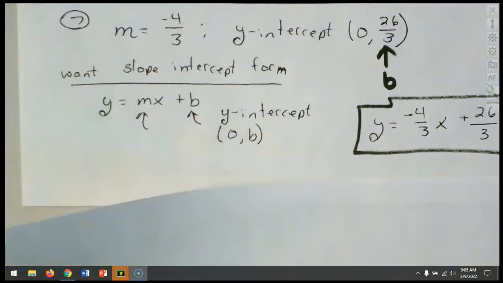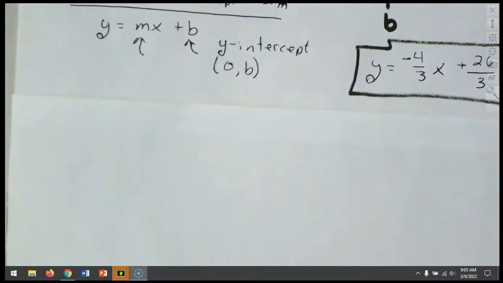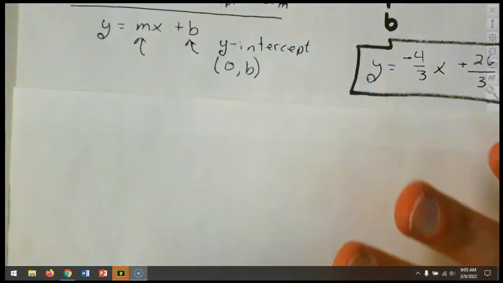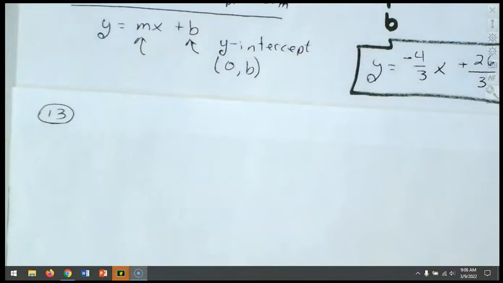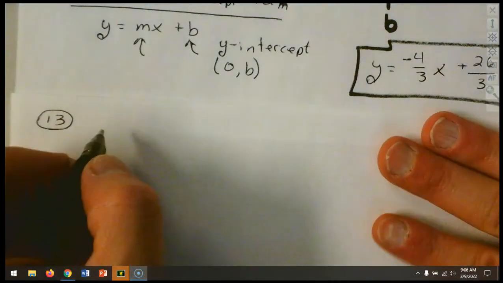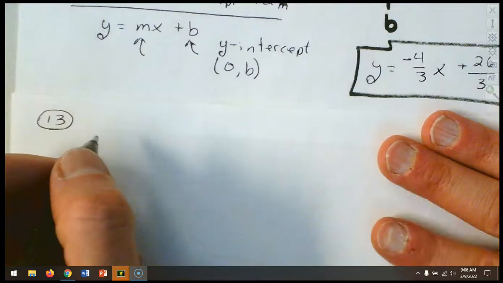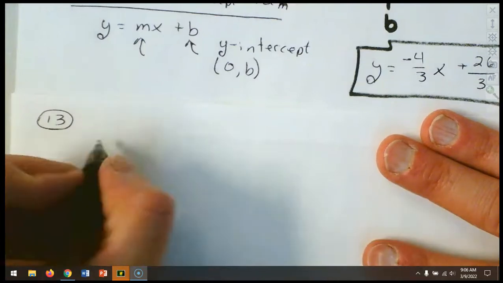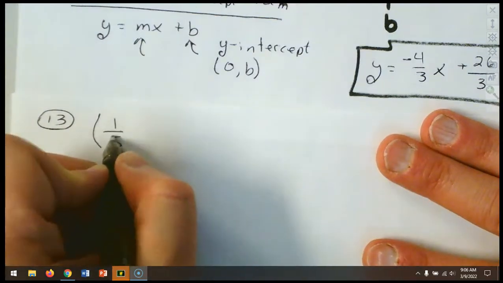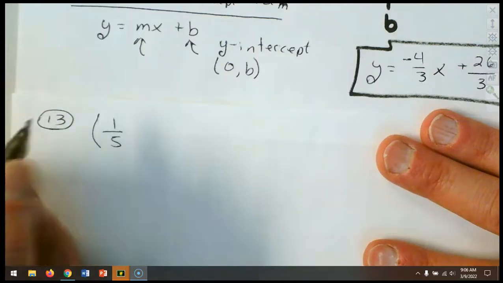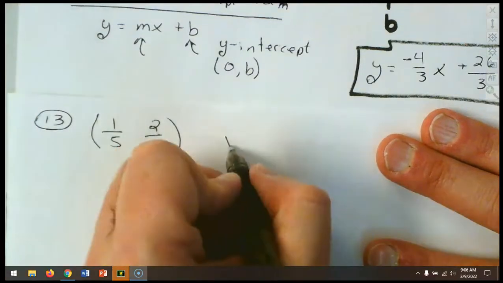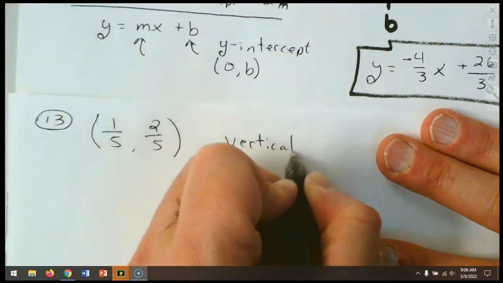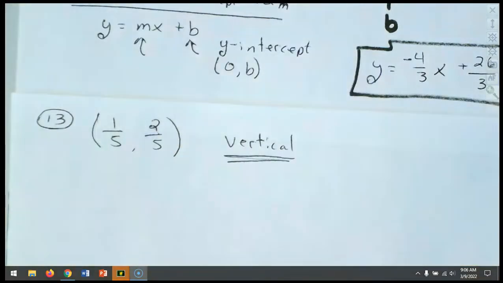This goes back to what we just talked about with question 4. So let's now look at question 13. And in question 13, they give you the point (1/5, 2/5), and they want it to be a vertical line.